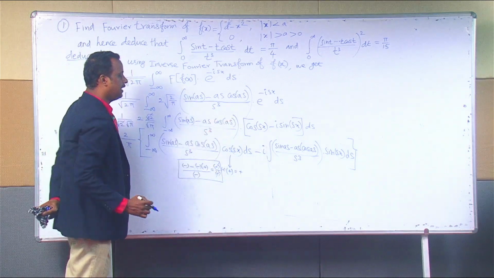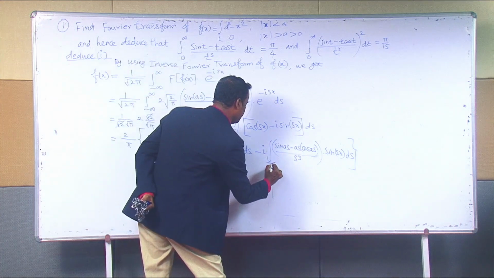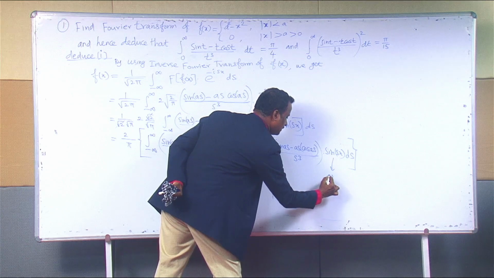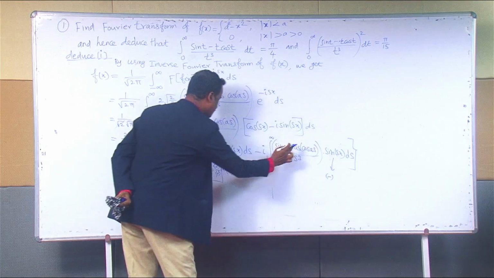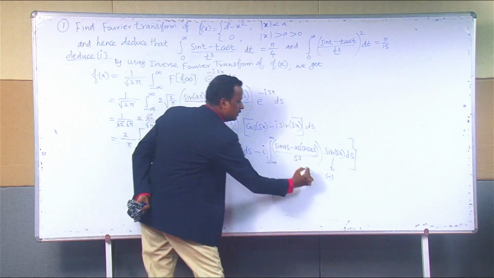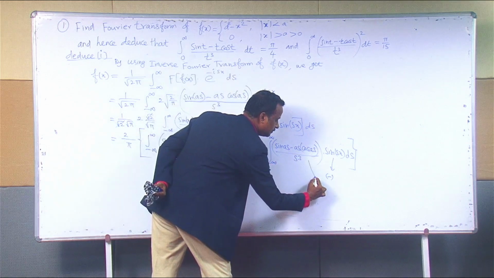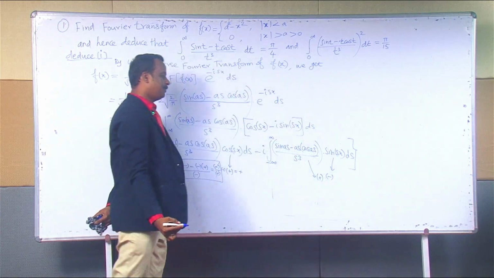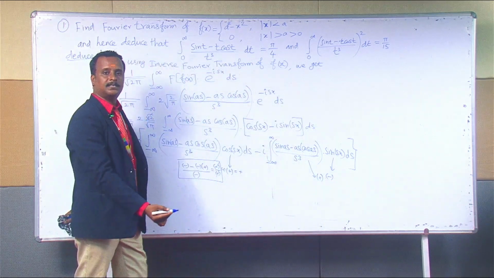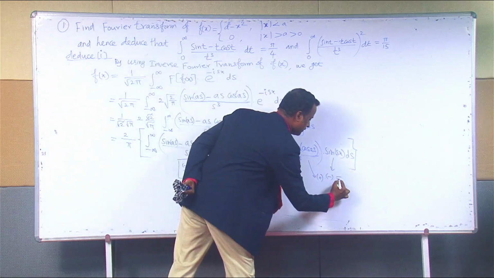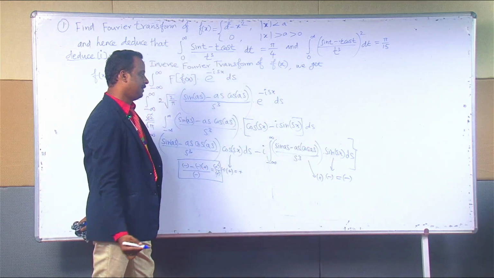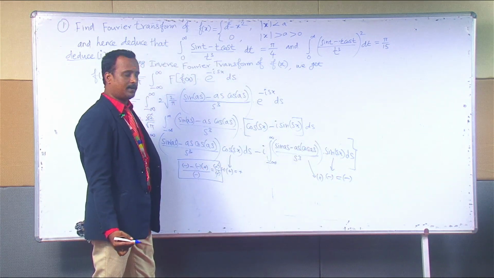Whereas in the next integration, this is an odd function, so we write it as minus. Even into odd, that is plus into minus, becomes a minus. So the whole integrand function of the second integration becomes an odd function.